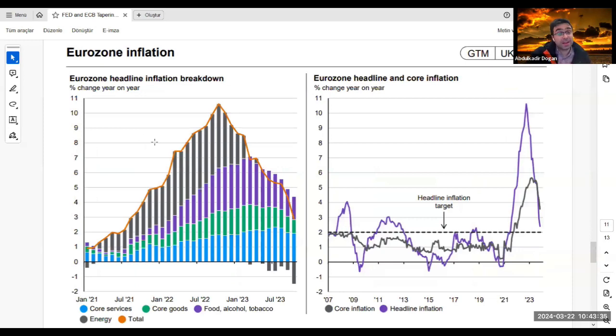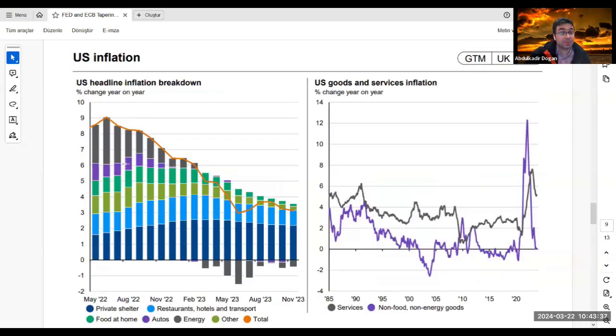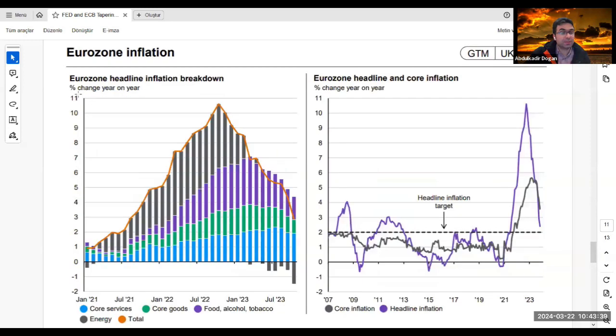And when we look at the same picture here, remember this picture for the United States, now we are trying to see the threshold values and the brackets for the Eurozone headline inflation. As you see, the energy is the highest contribution during July 2022 because of the invasion of Ukraine by Russia. The invasion of Ukraine is bringing the highest contribution of energy to the overall inflation.